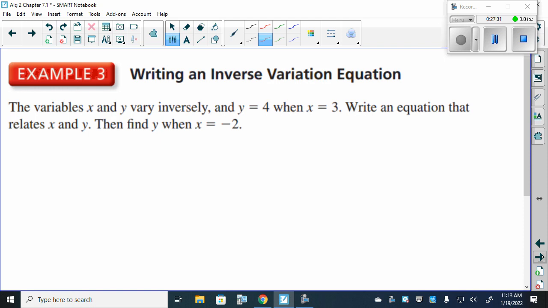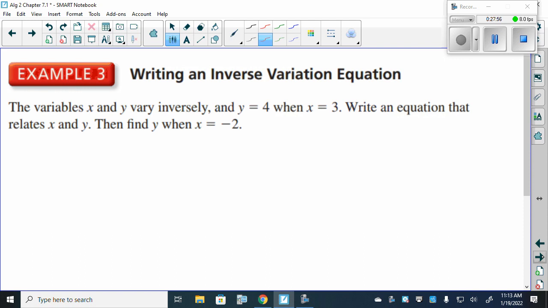Let's look at the last type of problem we're going to look at for today. These questions are asking for two things. One is they want an equation, and the second part is a value. Variables x and y vary inversely, and y is equal to 4 when x is equal to 3. Write an equation that relates x and y, then find the value of y when x is equal to -2.